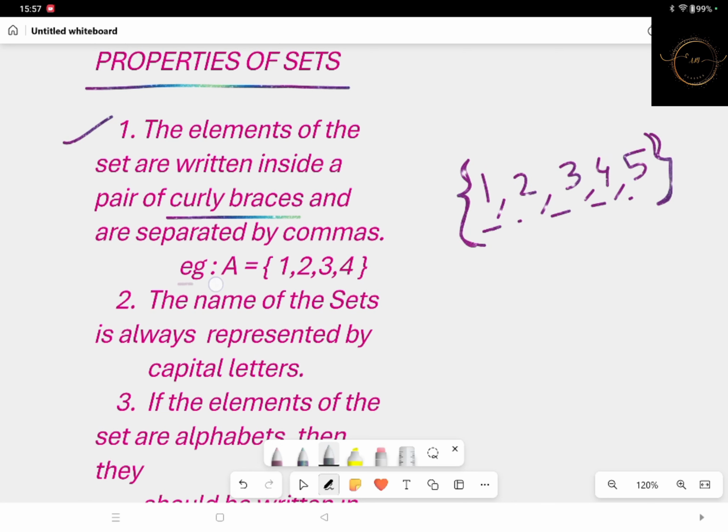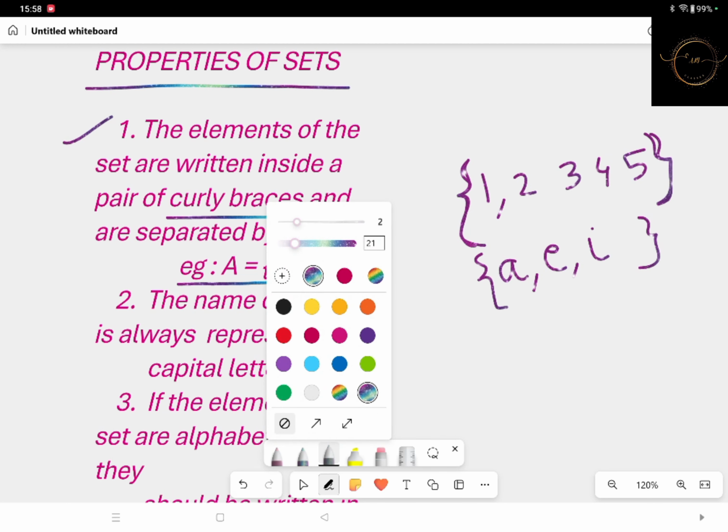Likewise, I have given one example over here, capital A equal to 1, 2, 3, 4. So always the elements have to be separated by commas and there have to be curly braces on the two sides. And if they are not numbers and suppose they are alphabets, then they have to be in small letters. Like if I say a, e, i, how many elements are there? There are 3 elements over here. So you will say that there are 3 elements, and what else can you say? That they have to be written in small letters.